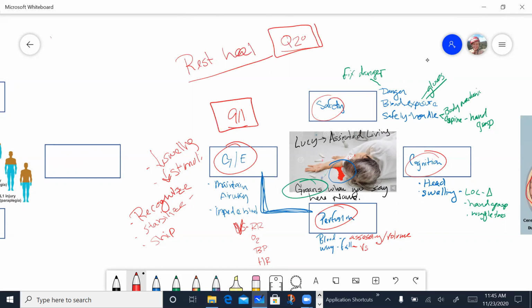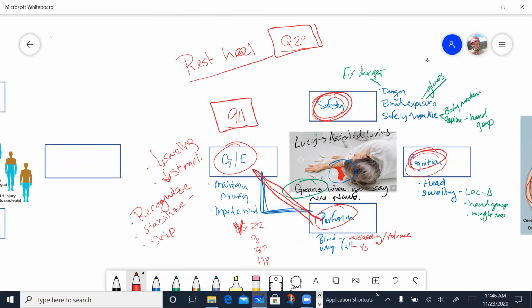So when you're working with Lucy, safety is always our first, then cognition, and then perfusion and gas exchange. It just depends. If she is not breathing well, then gas exchange is going to top perfusion. If she's bleeding a lot and we need to get that bleeding stopped, maybe perfusion bumps up in the priority list. But those ones kind of interchange depending on what's going on with your patient.